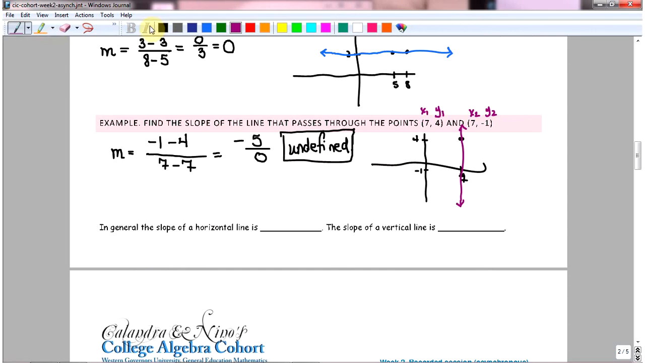So in general, the slope of a horizontal line is 0. The slope of a vertical line is undefined. So make sure that you're very intentional when you say the value of something is 0. Don't say that it doesn't exist, there is no slope. 0 is a legitimate number. So a horizontal line has a slope of 0. A vertical line has a slope that is undefined.